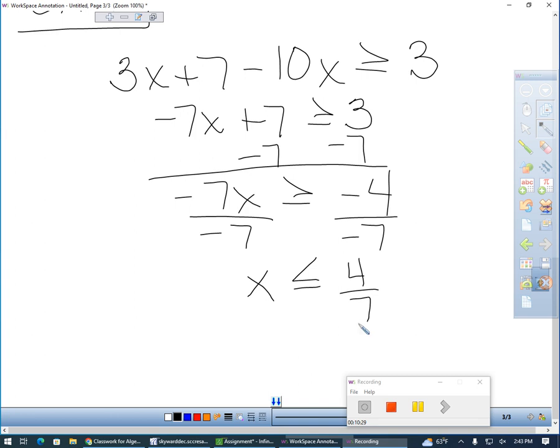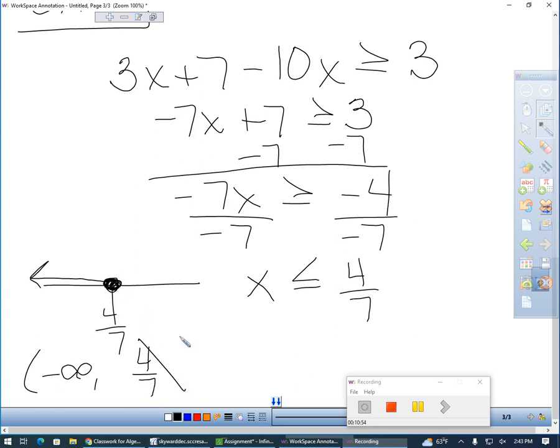When you get a fraction like that on your number line, I only need one dash, 4 over 7. Is this an open or closed dot? Good. Which way does it go? Goes to the left. My interval notation starts at negative infinity, goes all the way to 4 over 7, and because it's a closed dot, it's a bracket. Whoops, that's supposed to be a bracket.